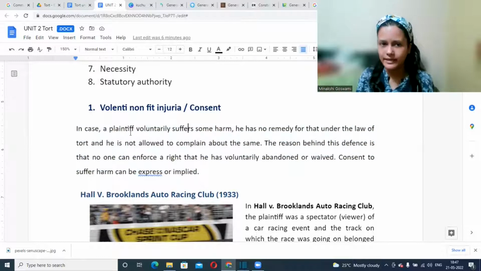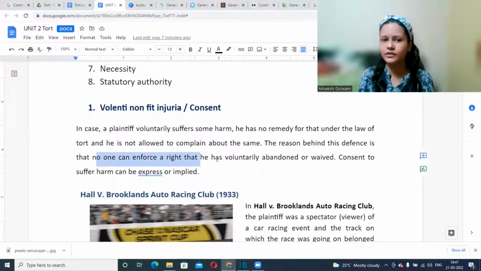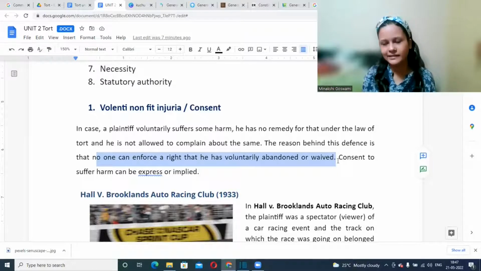So in case the plaintiff voluntarily suffers some harm, he has no remedy for that under the law of tort, and he is not allowed to complain about the same. The reason behind this defense is that no one can enforce a right that he has voluntarily waived. I only had a right that I can stay peacefully at my house, I can sleep, I can rest. But what I rather decided is to go on an adventure trip, to do some adventure sport.